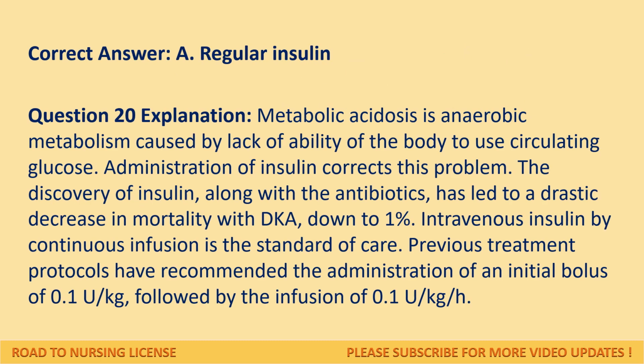Question 20 Explanation. Metabolic acidosis is anaerobic metabolism caused by lack of ability of the body to use circulating glucose. Administration of insulin corrects this problem. The discovery of insulin, along with the antibiotics, has led to a drastic decrease in mortality with DKA, down to 1%. Intravenous insulin by continuous infusion is the standard of care. Previous treatment protocols have recommended the administration of an initial bolus of 0.1 units per kilogram, followed by the infusion of 0.1 units per kilogram per hour.